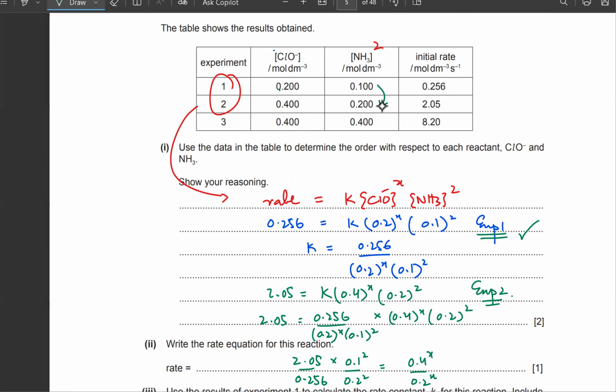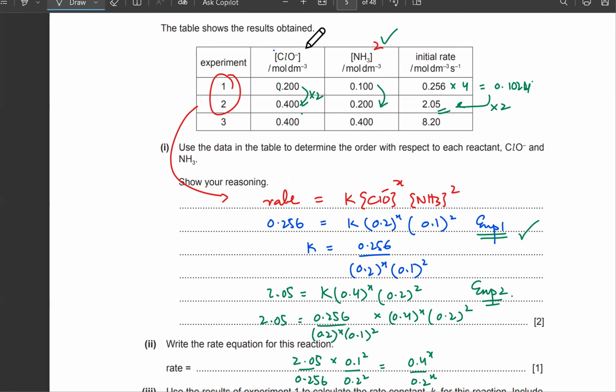Because of ammonia, whose order you already know, this will become 4 times because it's order 2, right? And that will give you 0.1024. But the problem was that the rate you're getting is double of that. So that is because this is doubling, and your rate is further doubling because of that. So that means it's order 1 with respect to ClO minus. Is this clear? This one.